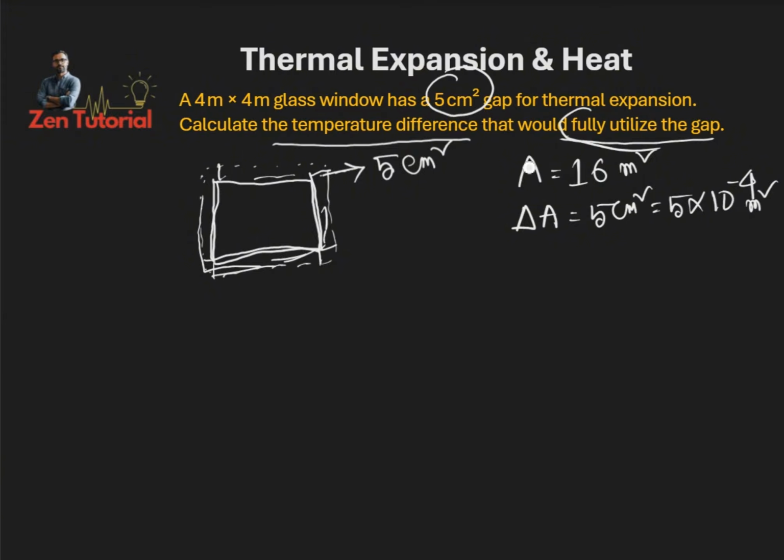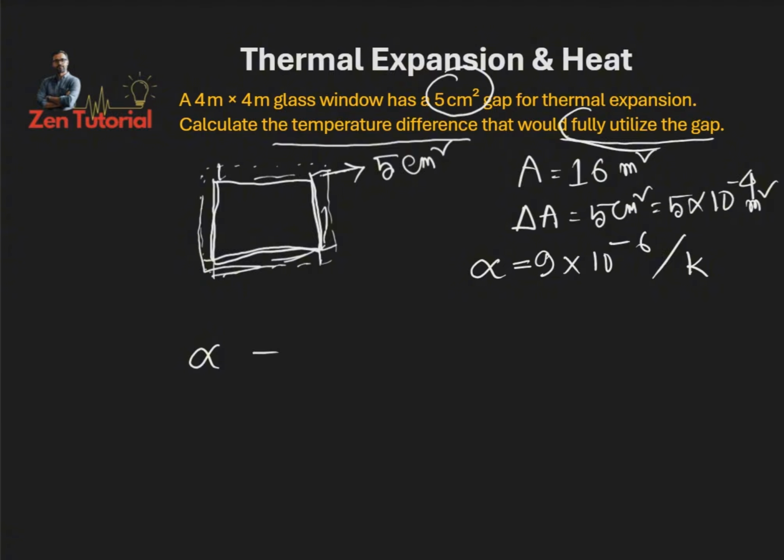Anyways, in this question, one important fact is missing, that is the linear expansion coefficient of glass. So let's consider the linear expansion coefficient of glass, alpha, is equal to 9 into 10 to the power minus 6 per Kelvin. This fact has to be given in the question, somehow missed here.